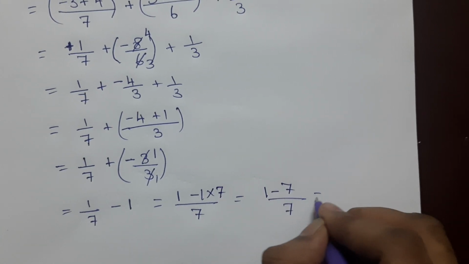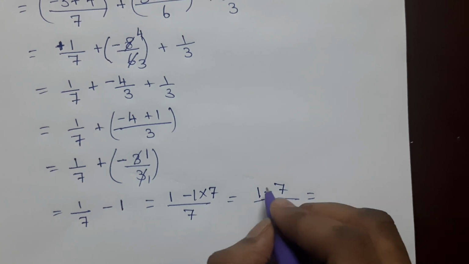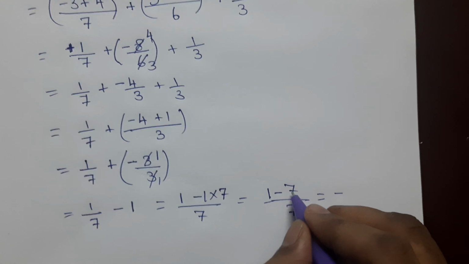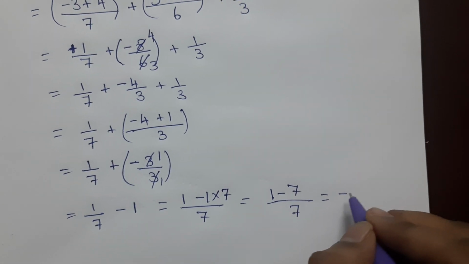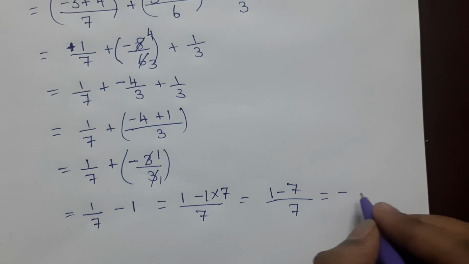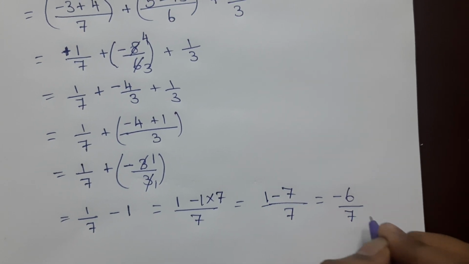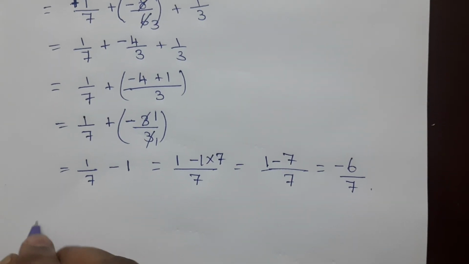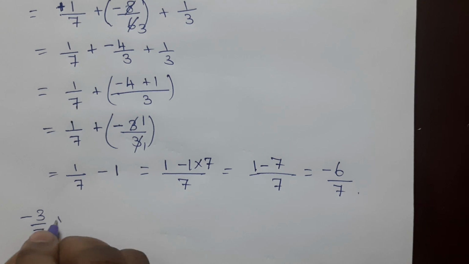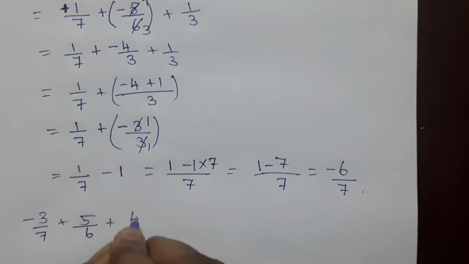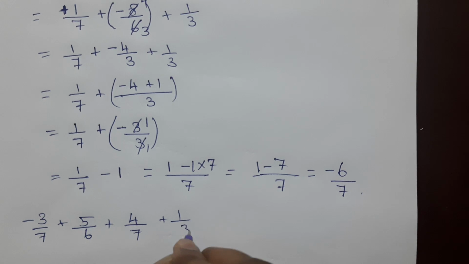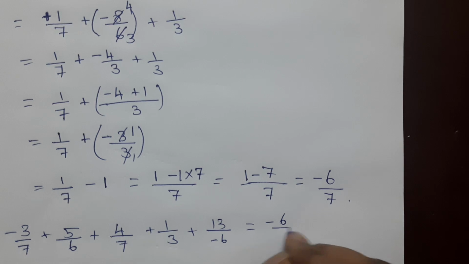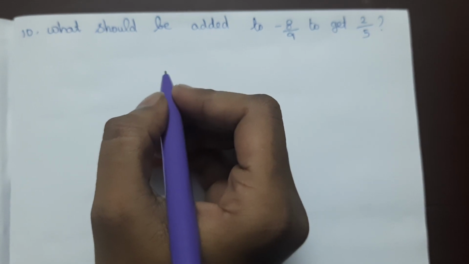Divided by 7. That is equal to, again the same, 1 plus and 1 minus. In addition, put the greater number's sign. So minus 7 is the greater number. Its sign is minus. 7 minus 1, 6, divided by 7. So our answer is minus 6 by 7. So minus 3 by 7 plus 5 by 6 plus 4 by 7 plus 1 by 3 plus 13 by minus 6 is equal to what? Minus 6 by 7. That's all.